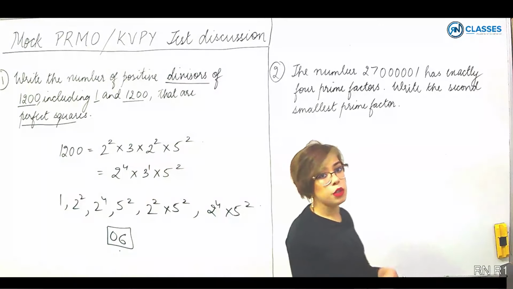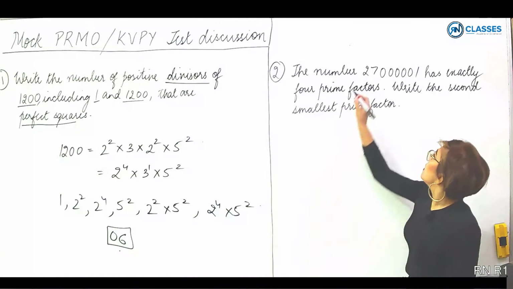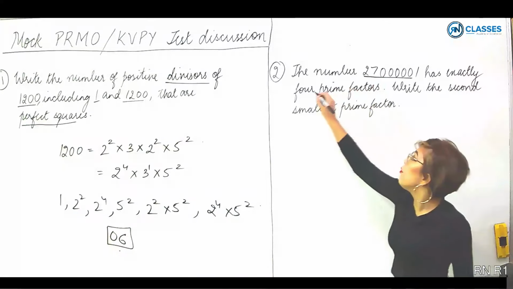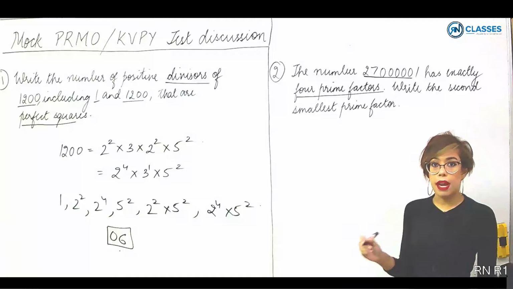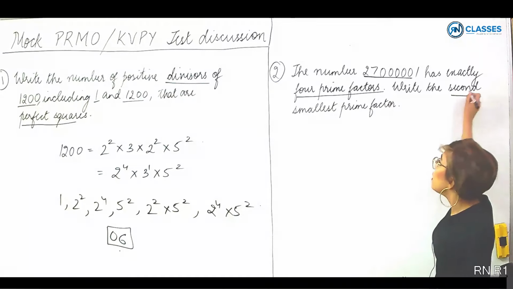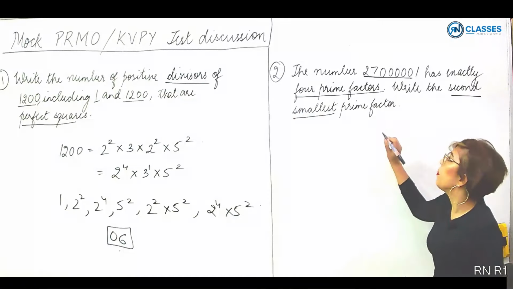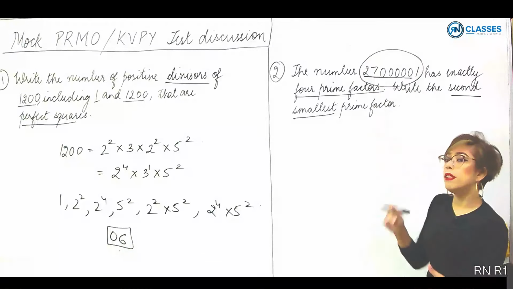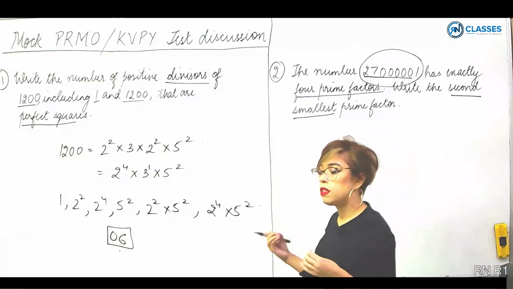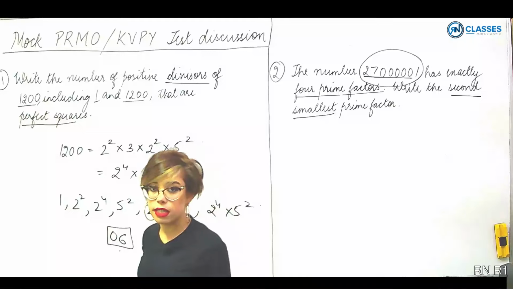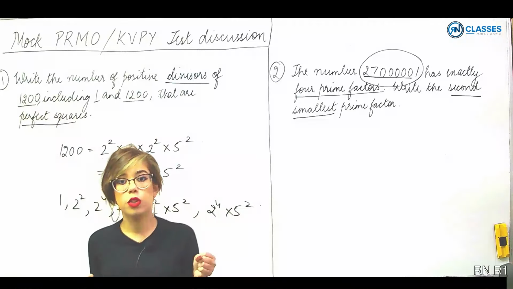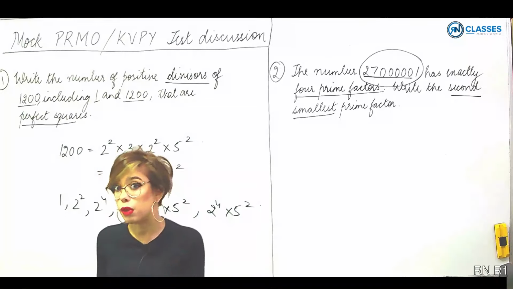Moving on to question number 2. He says this number has exactly 4 prime factors, and he says write the second smallest prime factor. Now, one way is obviously I can check the divisibility by prime factors and go on and then stumble upon the second smallest prime factor. That is one of the ways, which is a very good way that you can adopt.